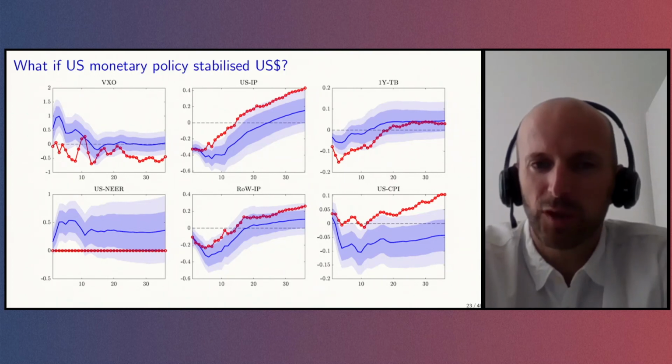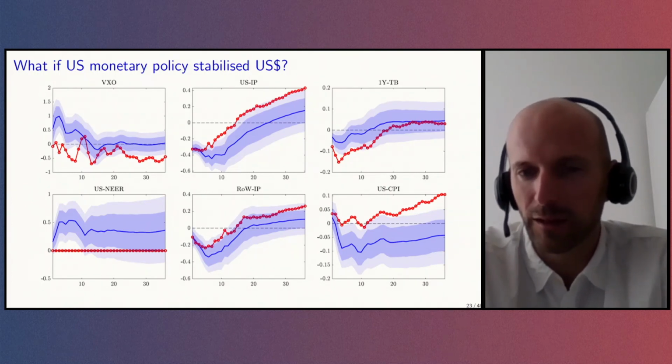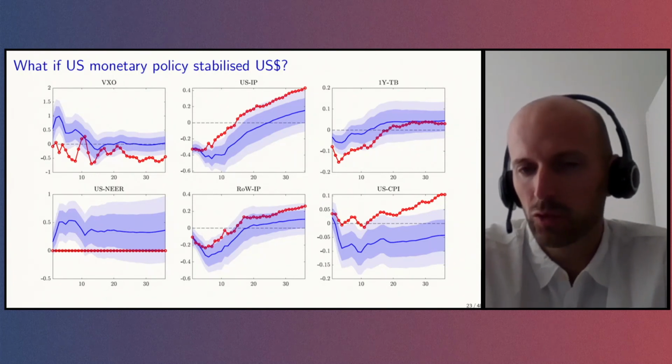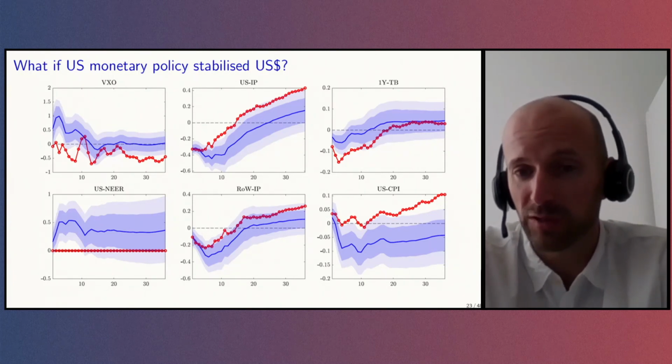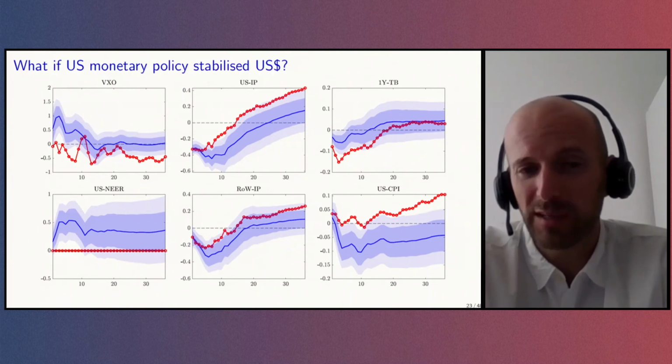However, you see in the top middle panel that US industrial production would overheat, would overshoot, at least at medium horizons. And in the lower right-hand side panel, you would see that this would lead to price pressures in the US. US consumer prices would actually rise relative to baseline. So this implies important trade-offs, at least from a global perspective.